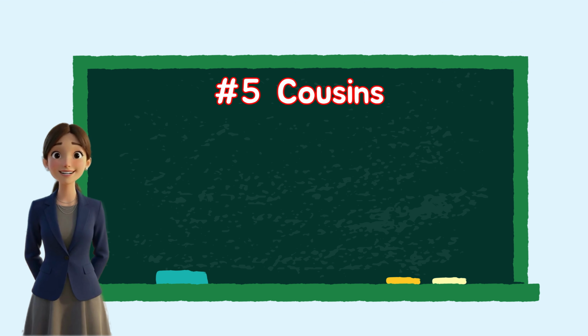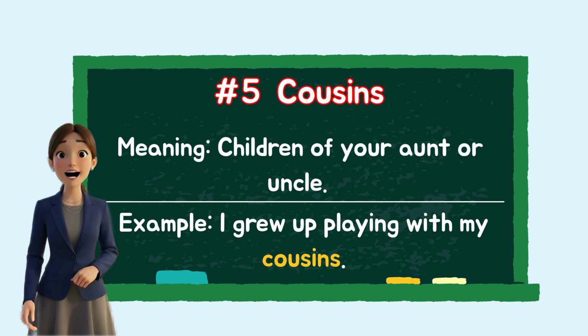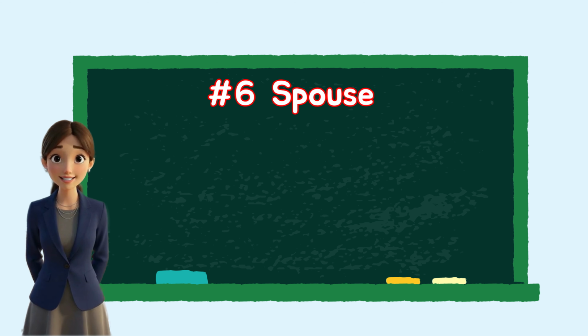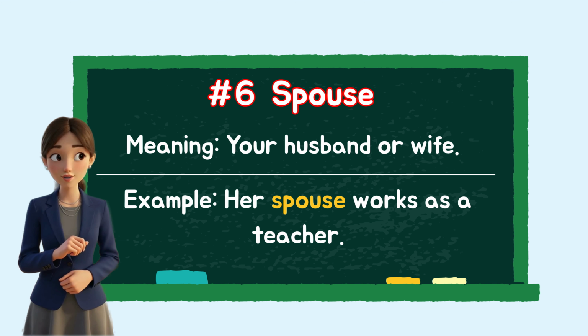Number 5, cousins. It means the children of your aunt or uncle. Example, I grew up playing with my cousins. Number 6, spouse. It means your husband or wife. Example, her spouse works as a teacher.